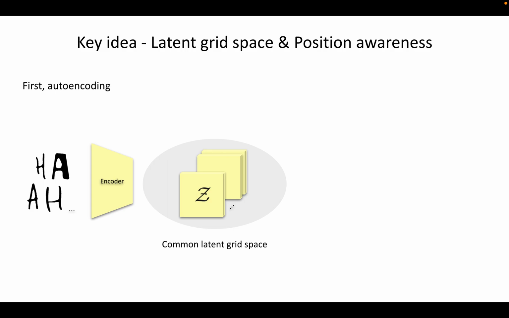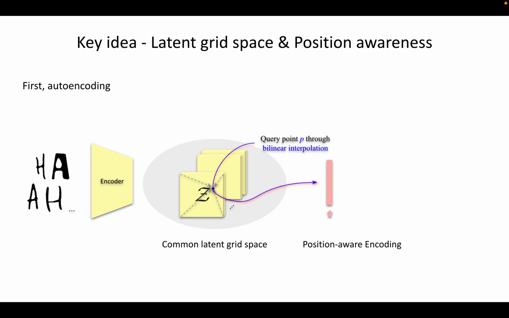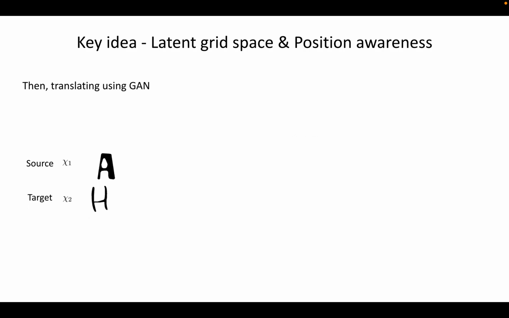Then, similar to training a regular implicit network, for each query point, we first use bilinear interpolation to obtain the position-aware encoding vector and pass it to the implicit decoder to predict the inside and outside values of the input shape. This allows us to map shapes from both domains into the same latent space with the structure of the input shapes encoded, and make the translation on the latent space possible.